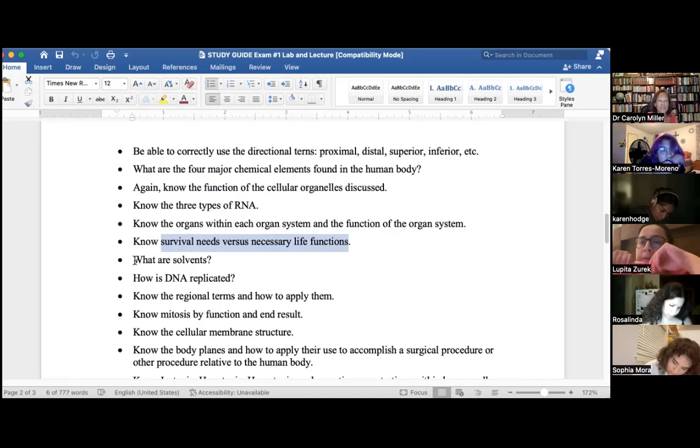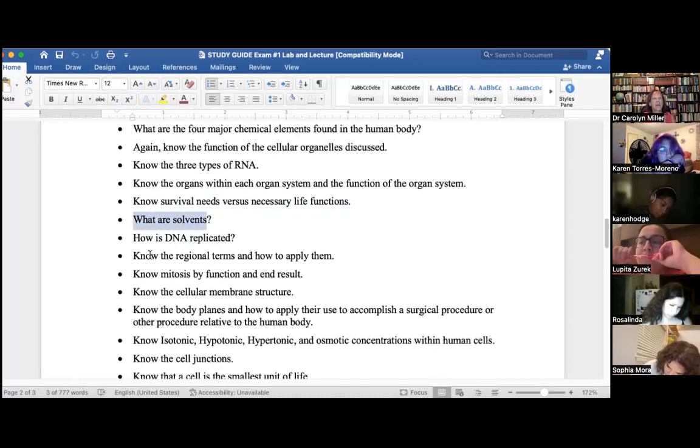What are solvents again? It's another question. How is DNA replicated? And it is semi-conservative. DNA is double-stranded, and the way it is replicated, the helix is unwound, and then we make a new strand complementary to each old strand. So it is semi-conservative because there's one old and one new strand.